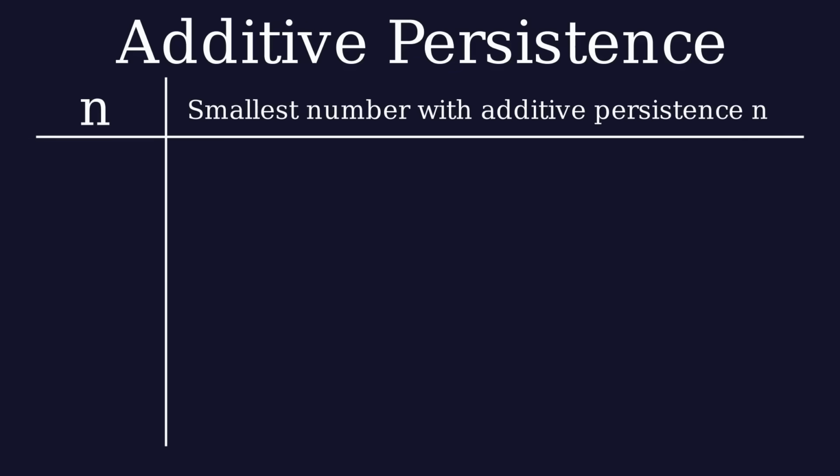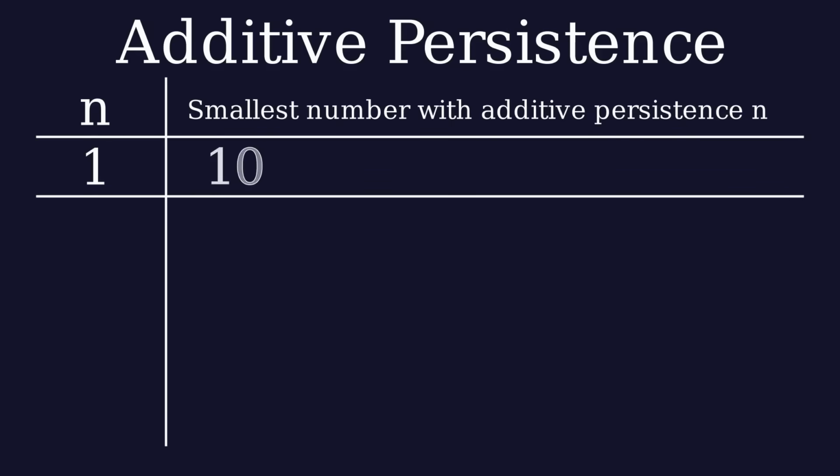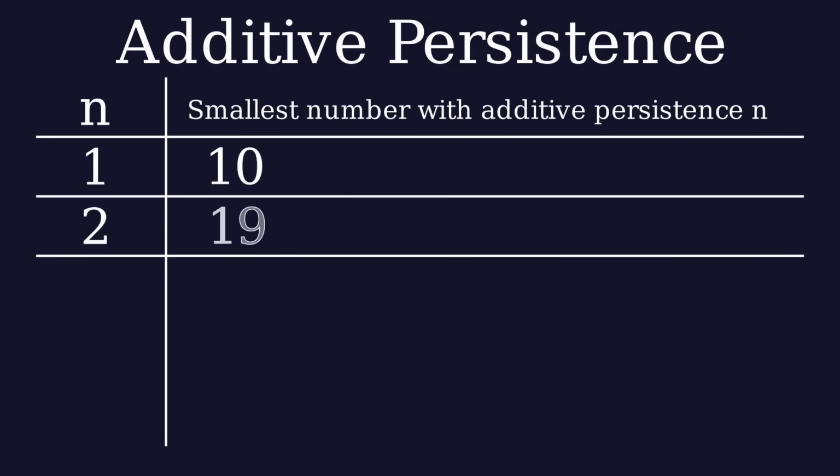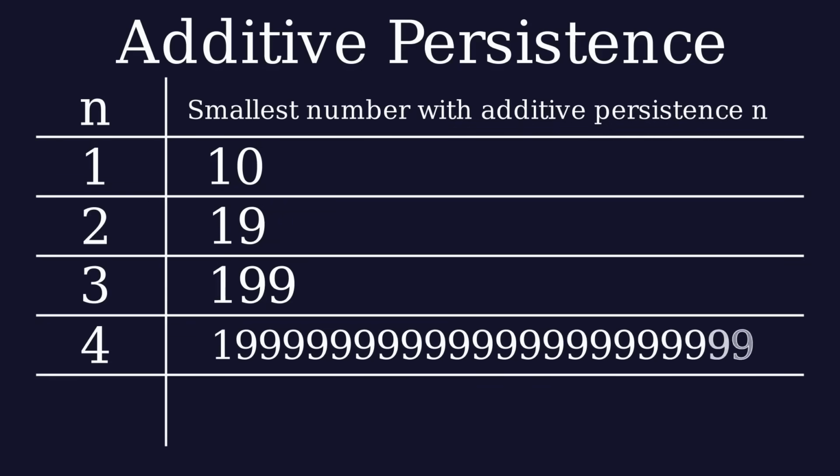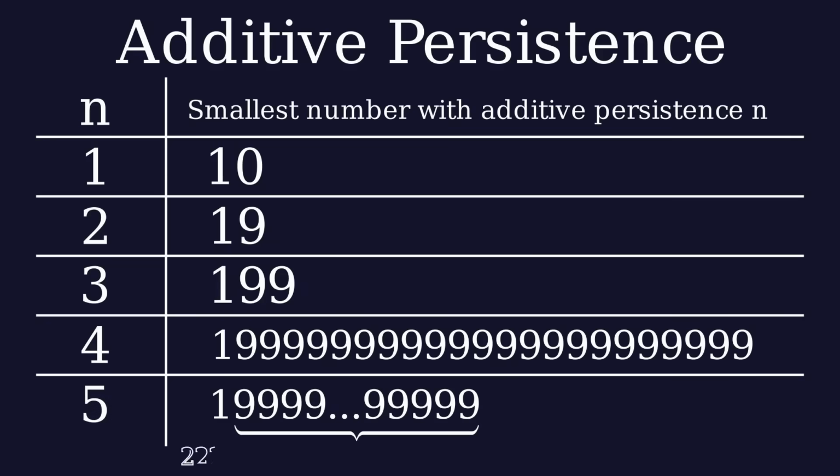The smallest number with an additive persistence of 1 is 10. The smallest number with an additive persistence of 2 is 19, and the smallest number with an additive persistence of 3 is 199. But the smallest number with an additive persistence of 4 is 1 followed by 22 nines. And the smallest number with an additive persistence of 5 is 1 followed by that many nines.